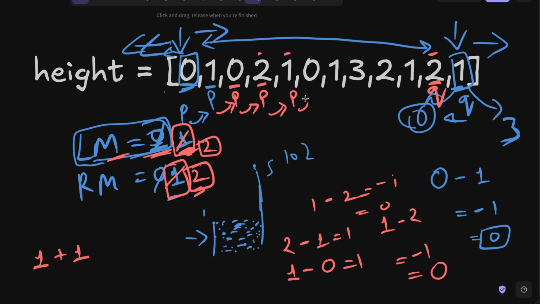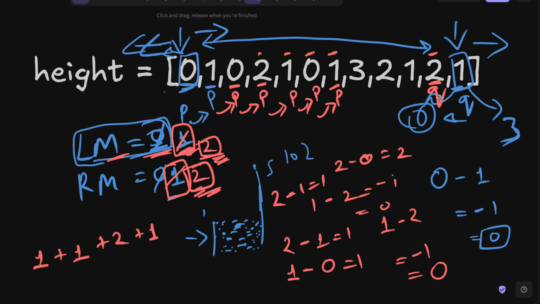Now we will again shift the P because they are still the same, okay? So I'm shifting P here. And now what is going to be the amount of water we can store here? It is going to be 2 minus 0. So 2 minus 0 is equal to 2. So we will add 2 here. Now we can again shift P to here because these are the same, the left max and right max. So now what is the amount of water we can store on this position? Well, we will again take the left max 2 minus the current height of the block, that is 1, equals 1. So we will add 1 right here.